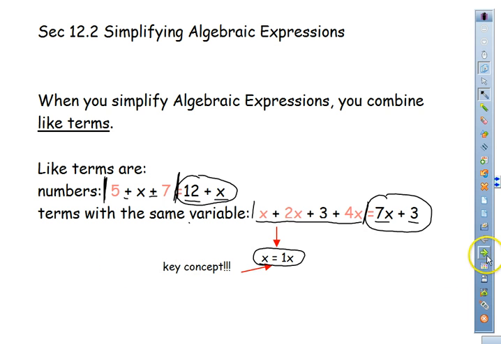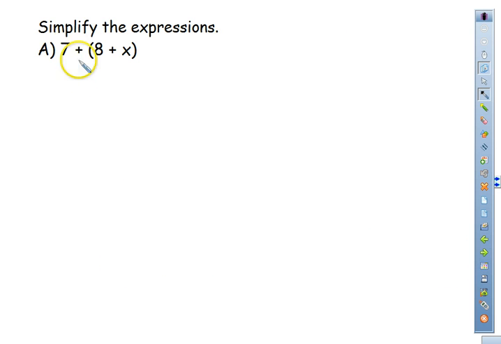So let's look at a few and do some of these. What I'm going to have you do is go ahead and hit pause and try this out on your own. So go ahead and hit pause and see if we can get the same answer.